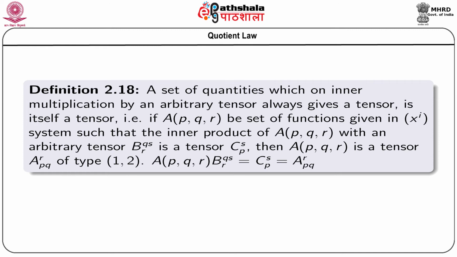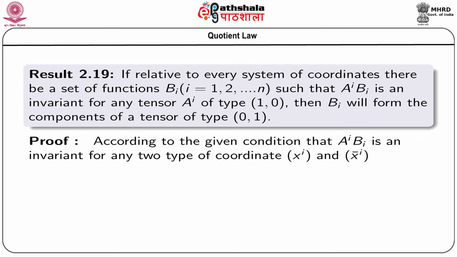That means, if the nature of the function A(p,q,r) is not known, but the nature of B(q,s,r) is known because it is a component of a tensor of type 2, 1, and after the inner product of A and B(q,s,r), it gives another tensor of type 1, 1, that is Csp, then A(p,q,r) becomes a tensor A(r,p,q) of type 1, 2. Now, see the result.